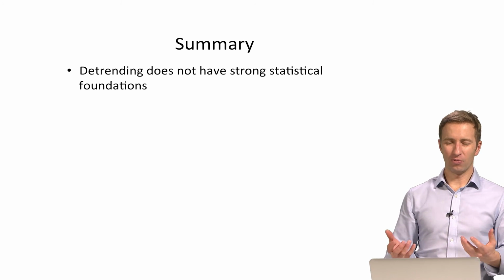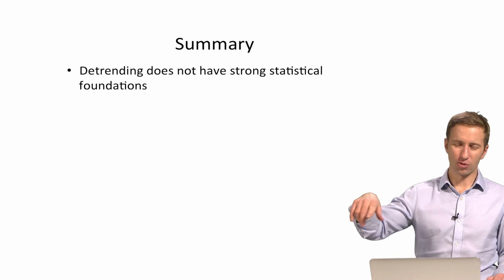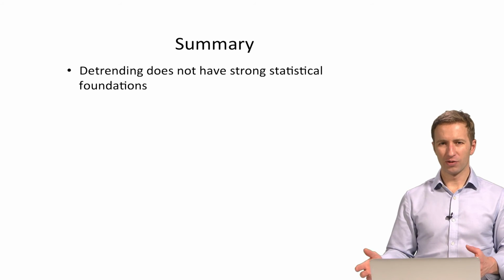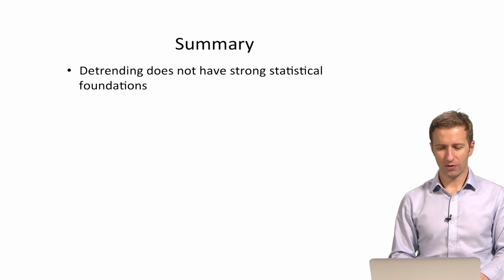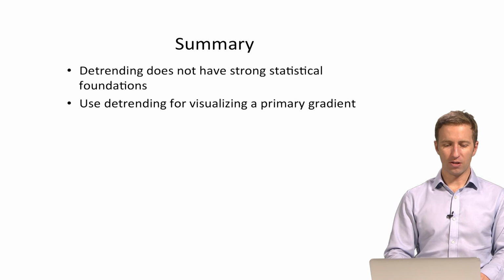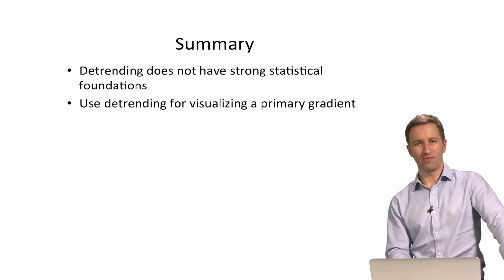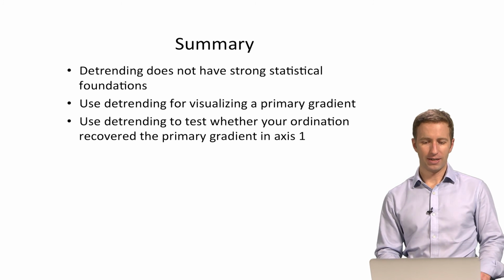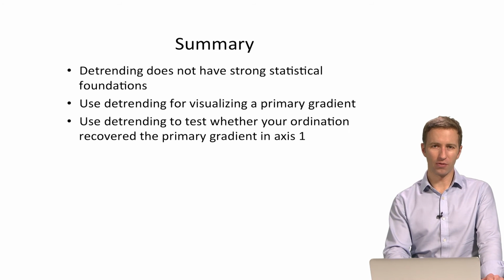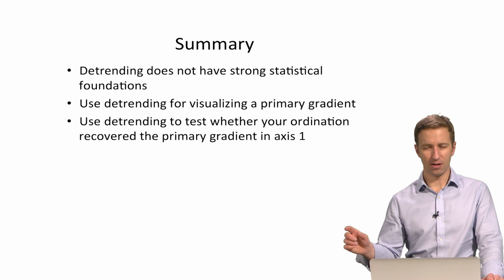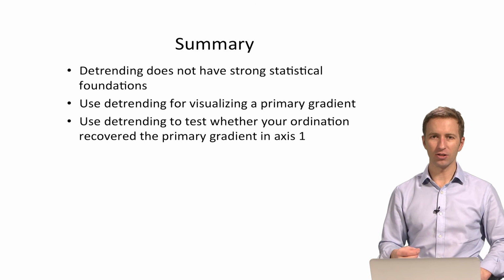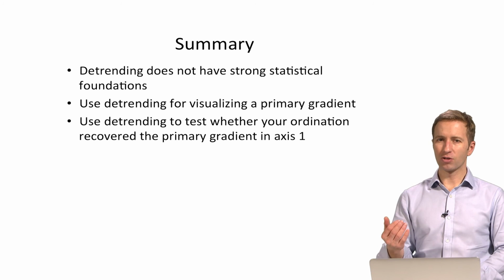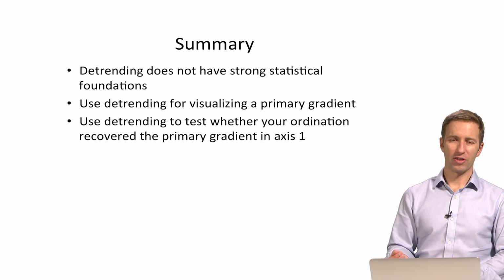In summary, detrending doesn't really have a strong statistical foundation. It's just trying to get rid of this weird, ugly arch or horseshoe effect. There's even some controversy still about what's causing the arch effect. But you can use detrending if you want as a convenient way to visualize the primary gradient in your data. You can use it to test whether your ordination recovered the primary gradient in the first axis of variation. So you can actually do a correlation and get a p-value for that. And the p-value is likely to be better after detrending than it would be without detrending.